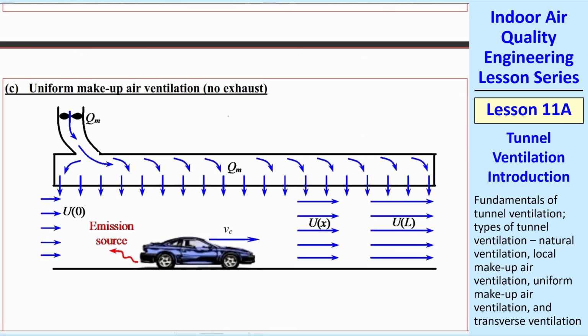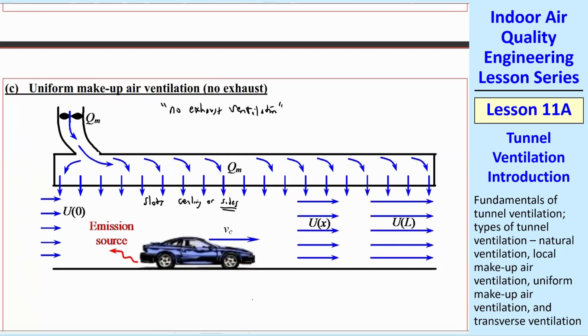So that'll bring us to C, which is uniform makeup air ventilation, no exhaust. This is also called no exhaust ventilation. What we're doing is still adding QM, except instead of adding at one place, we're distributing it through the whole tunnel. And we do this through slots, typically either in the ceiling or along the sides. I can't draw sides here because that would be in and out of the page. So we're going to draw that as coming from the top.